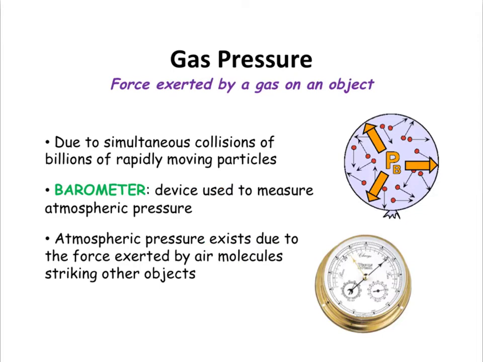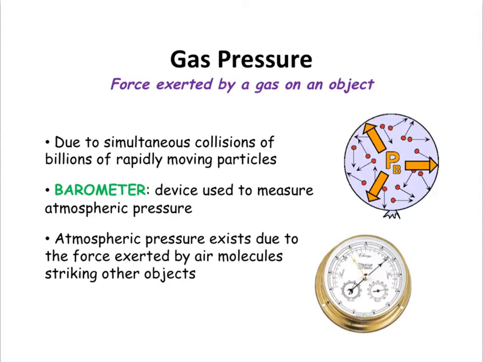Because the particles are constantly zooming around and bouncing off each other and the sides of the container, gases have pressure. And as you can see here, this is the force exerted by the gas on an object. So when the gas particles are zooming all around, bouncing off the sides of the container, they are creating a pressure there. And it's all due to the kinetic theory of gases, these collisions, and these particles constantly just moving around and banging off each other and the sides of the container.